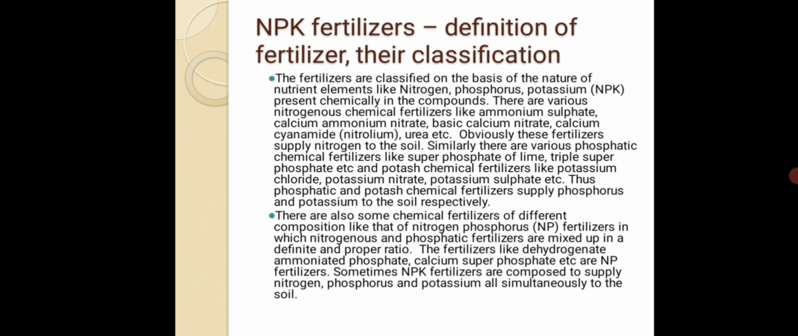NPK fertilizers: definition of fertilizers and their classification. Fertilizers are classified on the basis of the nature of the nutrient element, like nitrogen, phosphorus and potassium. There are various nitrogenous fertilizers like ammonium sulfate, calcium ammonium sulfate, basic ammonium sulfate, urea, etc. These fertilizers supply nitrogen to the soil. Similarly, there are various phosphatic chemical fertilizers like superphosphate of lime, triple superphosphate, single superphosphate and double superphosphate, which supply phosphorus to the plant. Then potassium: muriate of potash helps to supply potassium to the crops.